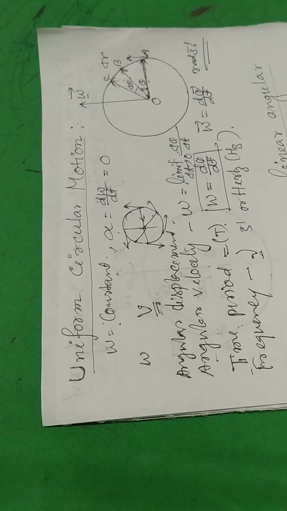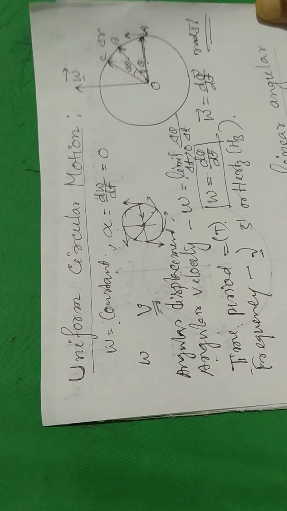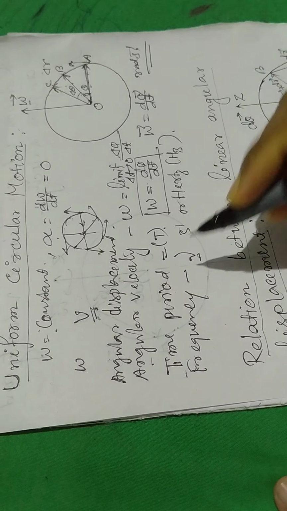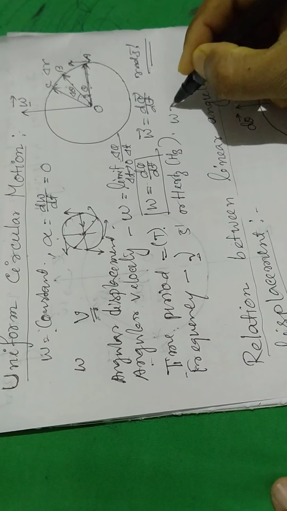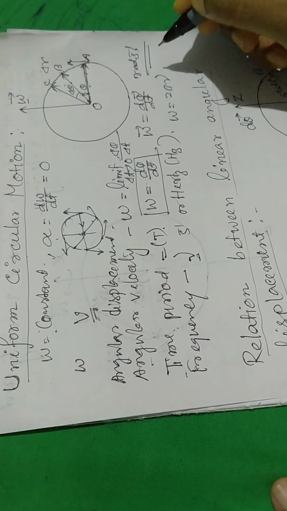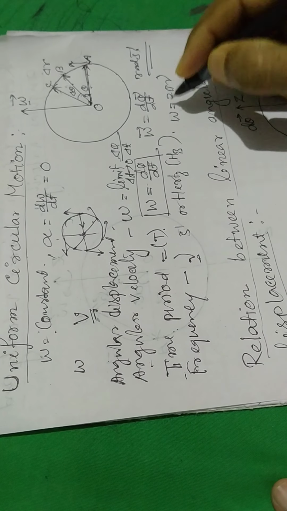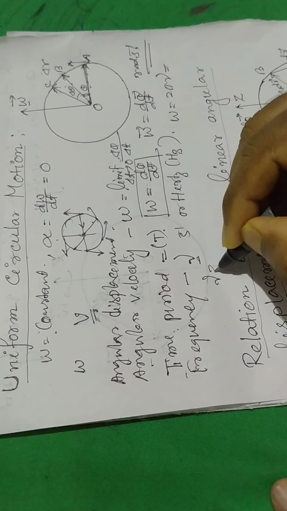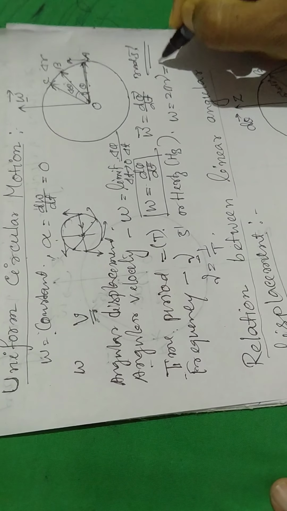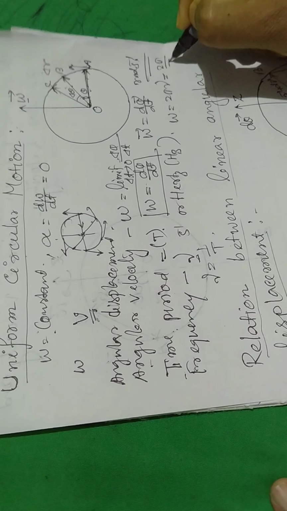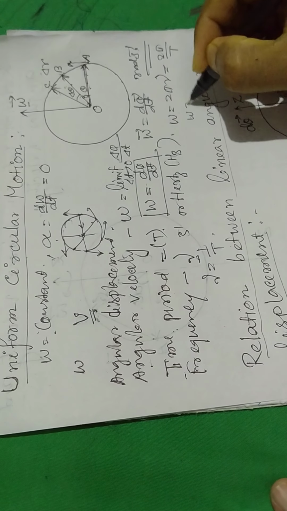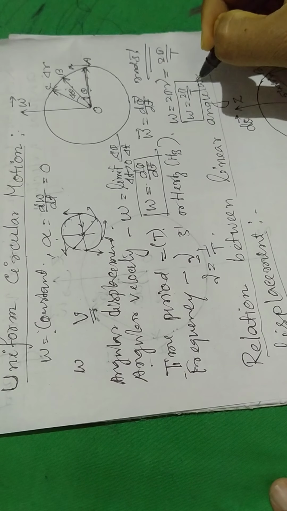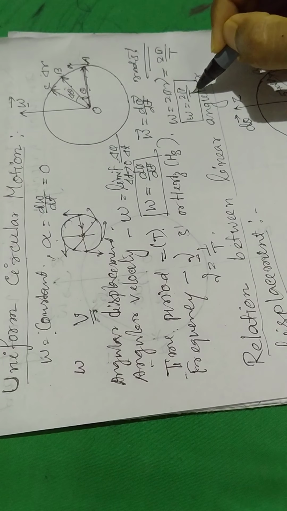So if you make a relation between angular velocity and frequency, omega equals 2 pi nu. Since nu equals 1 by T, therefore we can write omega equals 2 pi by T. Angular velocity omega equals 2 pi by capital T.